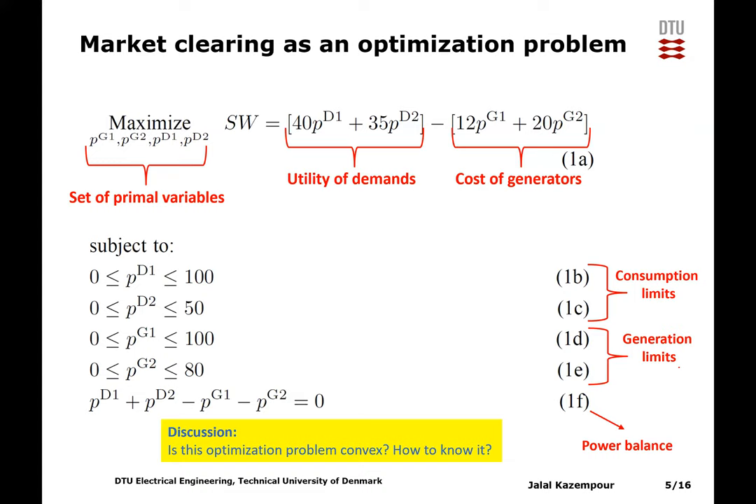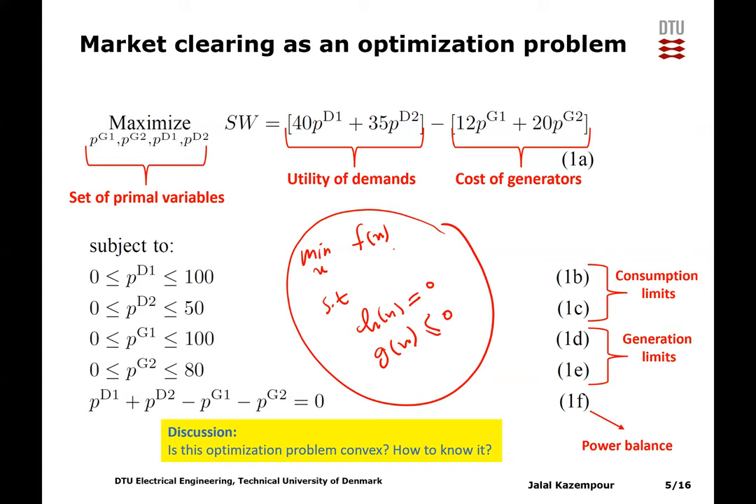But assume that in general, without knowing that this problem is convex, we have a general problem: minimize f of x, the variable is x, subject to h of x equal to 0, and g of x lower than or equal to 0. How can we know that this problem is convex? Let's start with the objective function. To make sure that our objective function is convex, what should we check? Hessian matrix, very good.